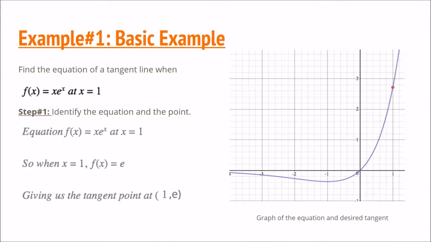Let's take the function f of x equaling x times e to the power of x. We'll evaluate the tangent line when x equals 1. When x equals 1, f of x equals e, giving us our point on the function at 1 and e.